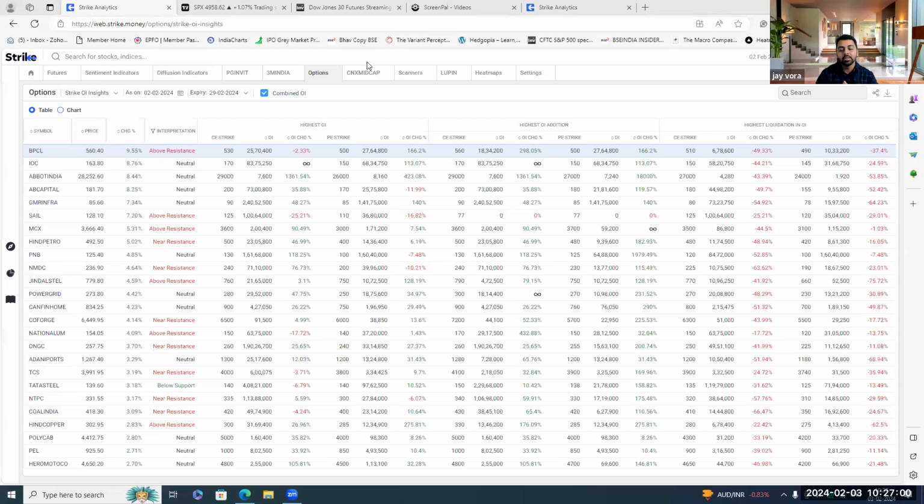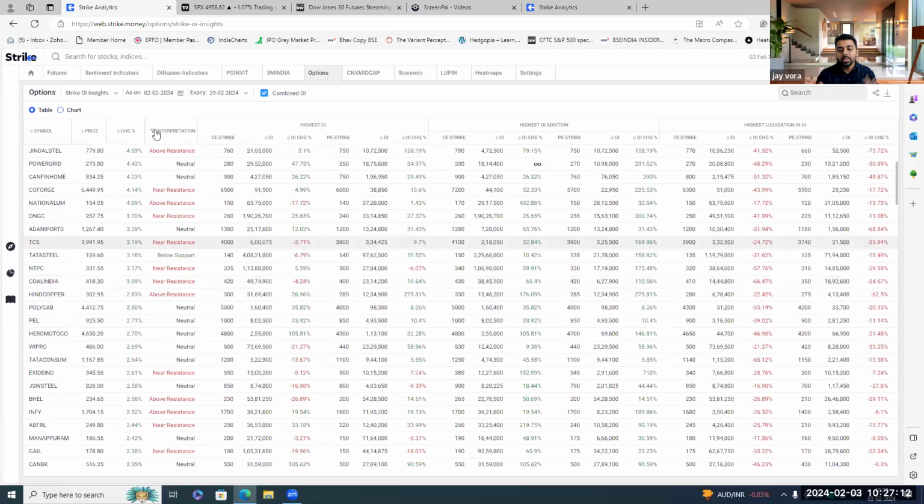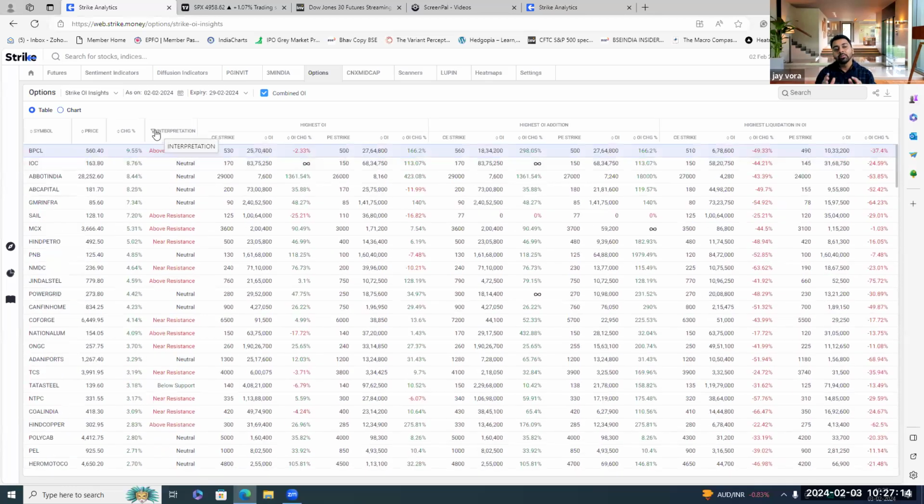And there is one more interesting analysis that y'all can also do. When you see in the interpretation column that most of the stocks are now above resistance or near the resistance zone, that will probably be the point where the market could be very much heated in the near term, because all the stocks are around resistance or slightly above the resistance.